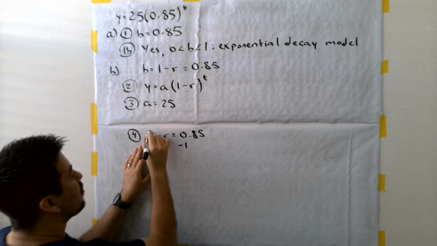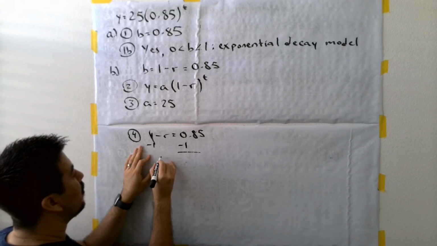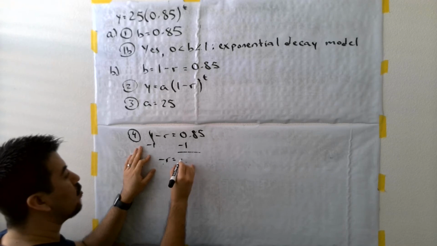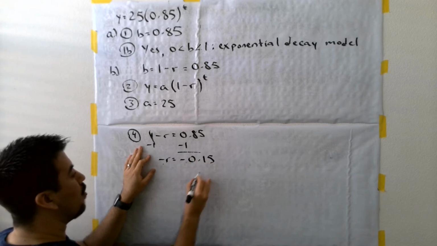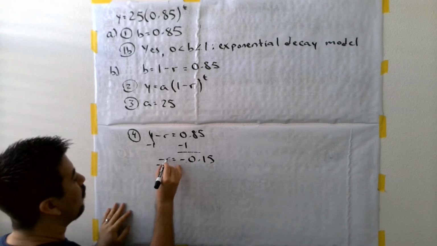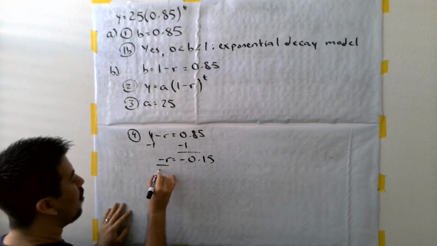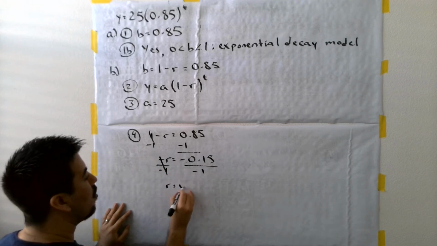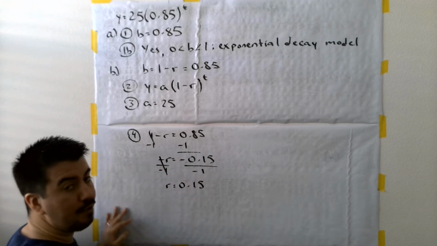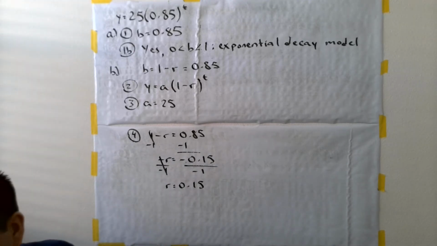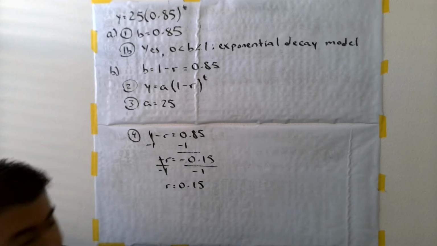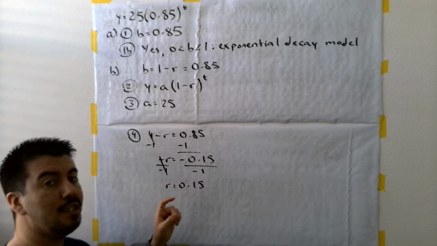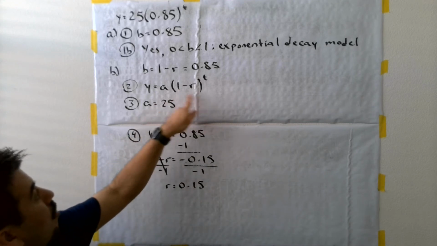The best way to do that is by subtraction. So I'm going to subtract 1 from both sides, leaving me with negative r equals 0.85 minus 1, which is negative 0.15. In order to get rid of the negative in front of the r, I'm going to divide both sides by negative 1. That cancels it out, leaving me with r equals 0.15. What that means is that, expressed as a decimal, this is the annual rate of decrease, because it was 1 minus r.